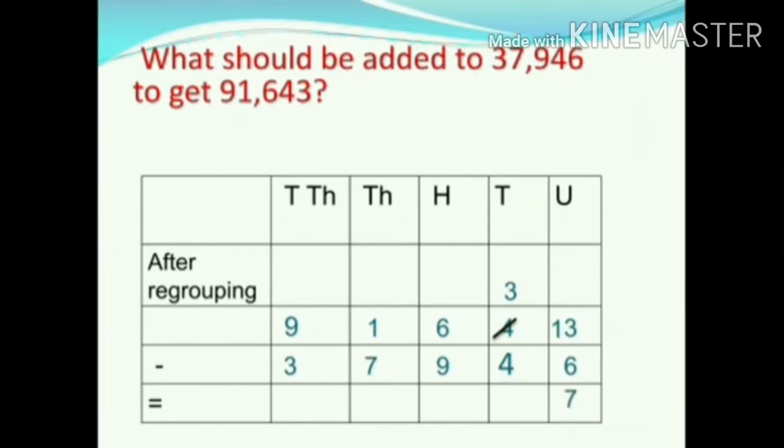Now subtract tens place digits, they are 3 and 4. 3 is less than 4, so 4 cannot be subtracted from 3. Hence borrow 100 from hundreds place. 100 equals 10 tens. Tens place can be written as 10 tens plus 3 tens equal to 13 tens. After borrowing 100 to tens place, hundreds place is left with 5 hundreds. Now subtract tens place digits, they are 13 minus 4 equals 9. Write 9 in tens place.